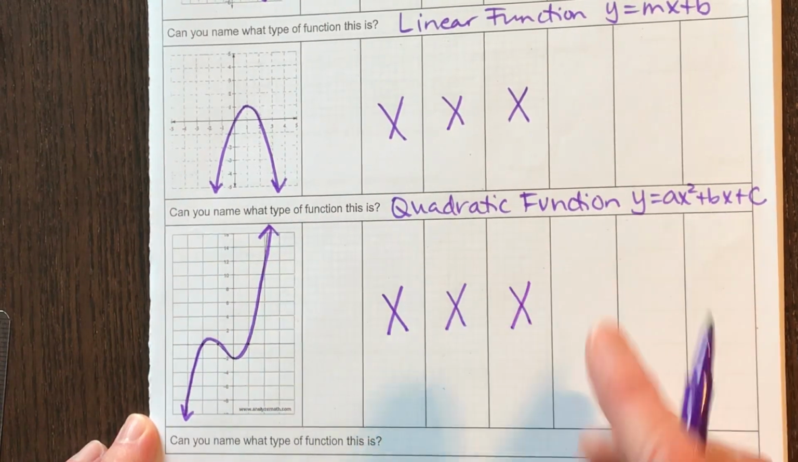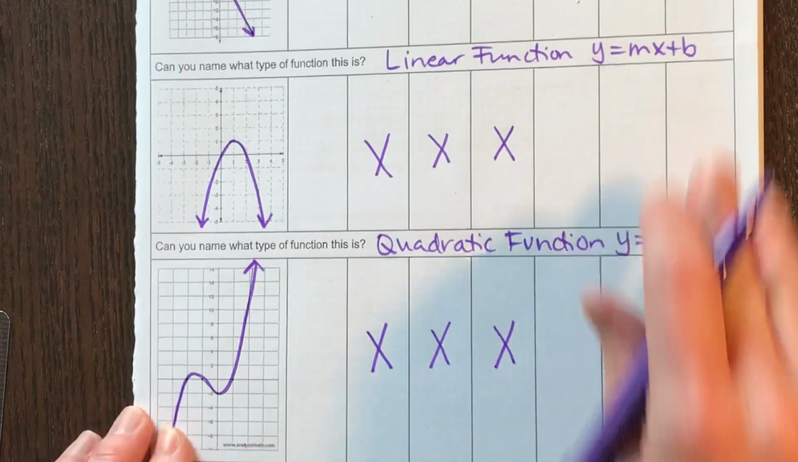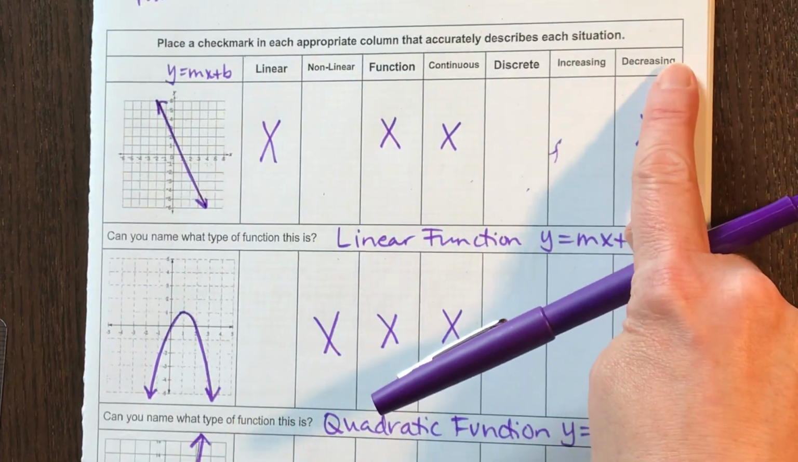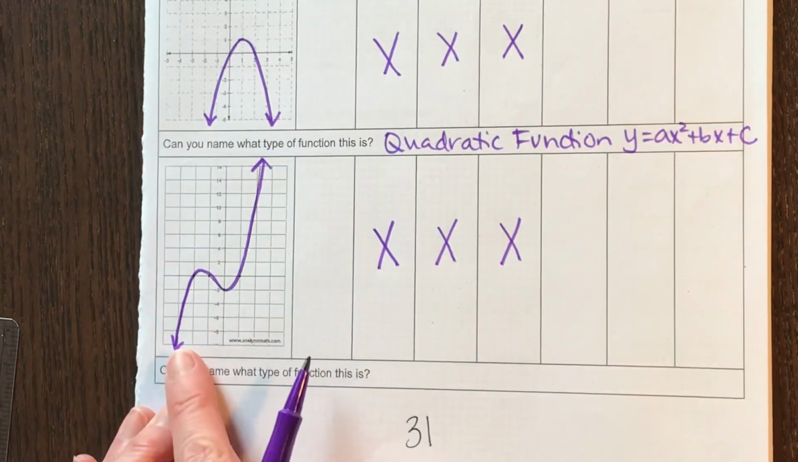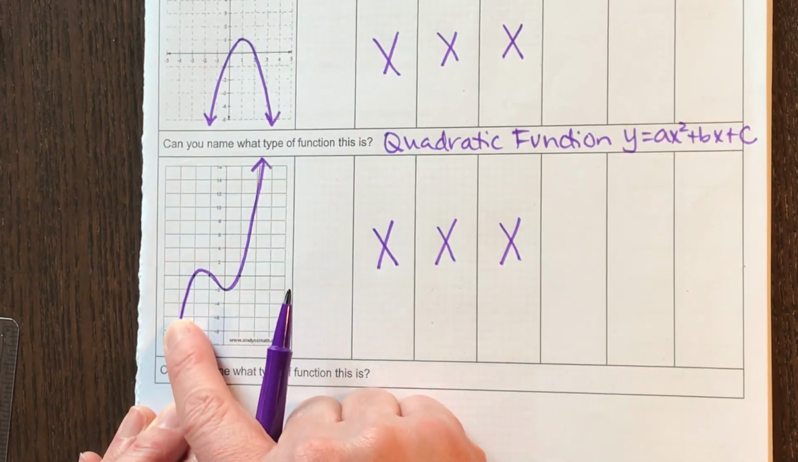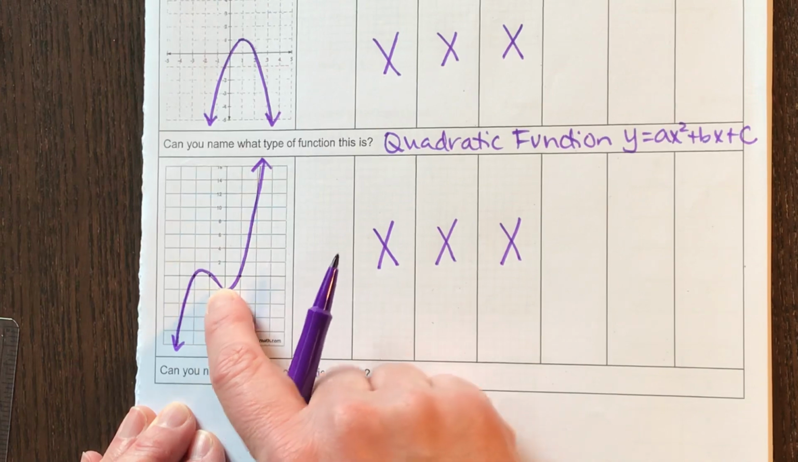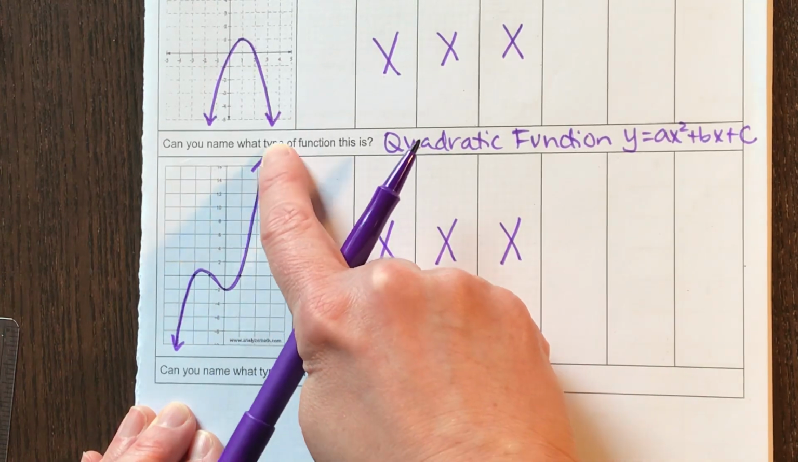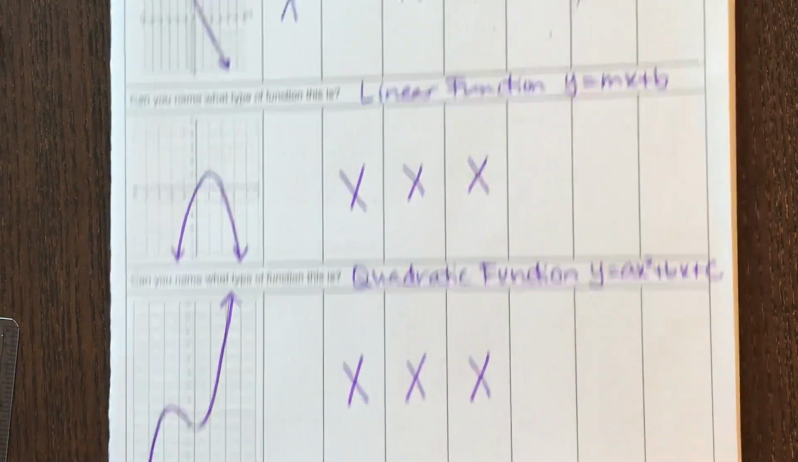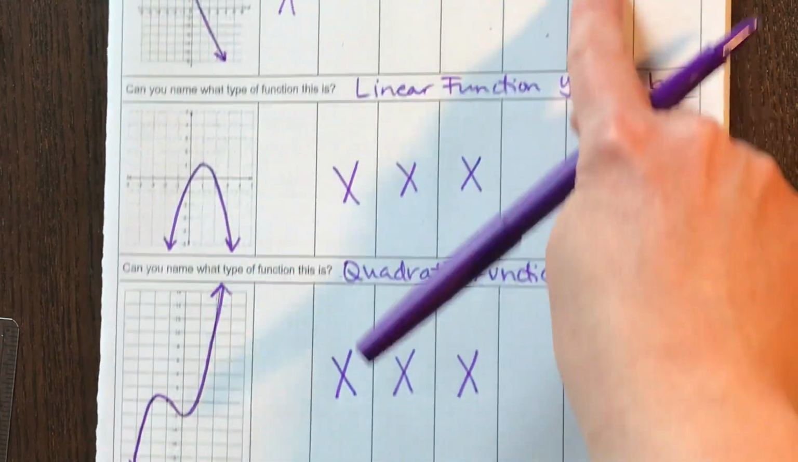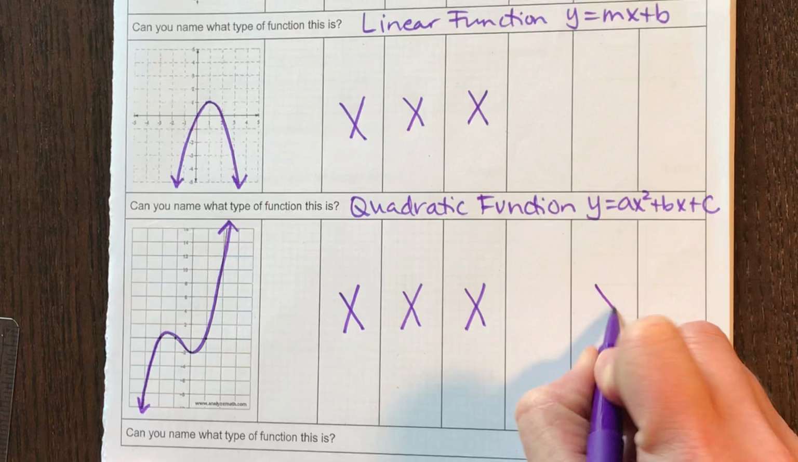So that's continuous. And then for the last section, increasing or decreasing, you decide this from left to right across the picture. So from the left side of my picture, it goes up. It does dip down a little bit, but then the general flow, it continues to go up, up, up as we go from left to right. So I'm going to mark the increasing column for this graph.